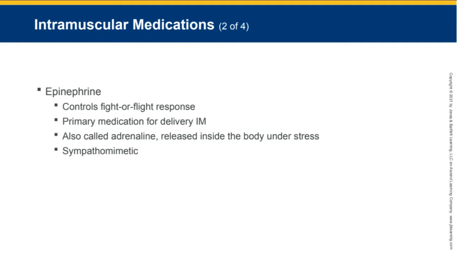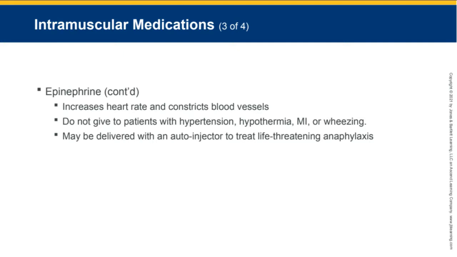It is what is known as a sympathomimetic, so it mimics the effect of the sympathetic nervous system. So you will have an increase in the heart rate and constriction of blood vessels. You can't give this medication to some persons with hypertension, hypothermia, myocardial infarction, or wheezing. It must be delivered with an auto-injector to treat life-threatening anaphylaxis.